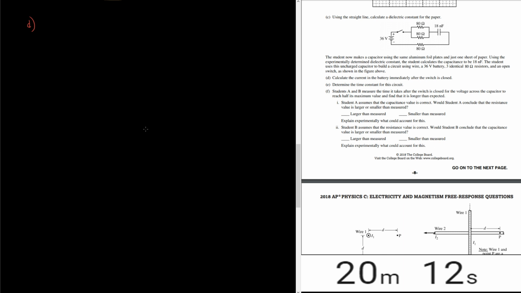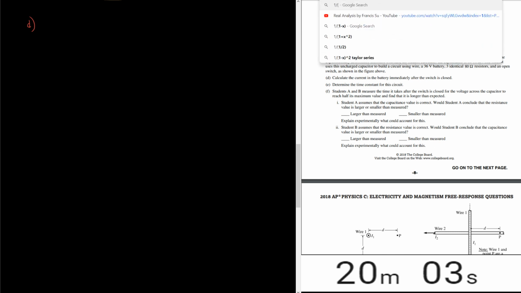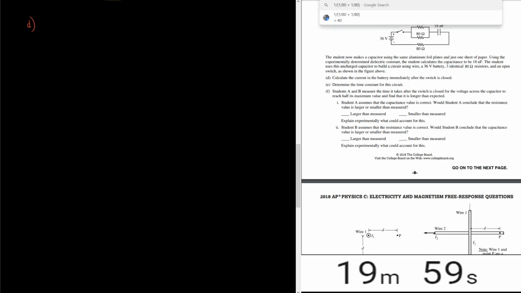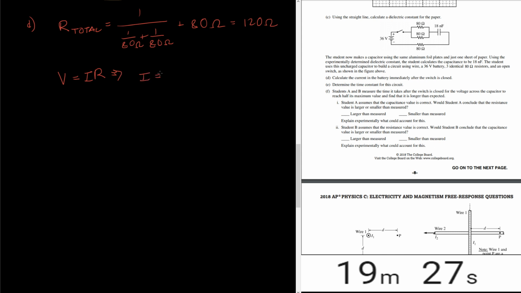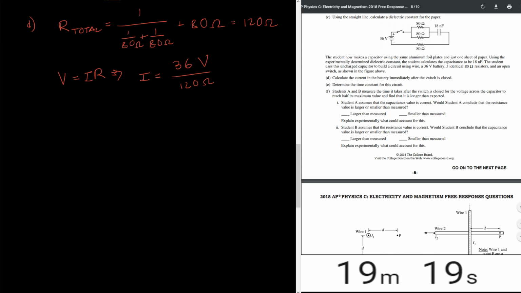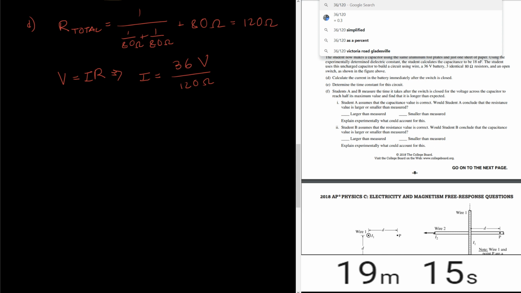So immediately after the switch is closed, the capacitor doesn't really affect stuff, so the parallel resistors become 1 over 80 plus 1 over 80, which is 40, plus another 80. So our total is going to be 1 over 80 plus 1 over 80. These are all ohms, plus 80 ohms. And that came out to 120 ohms. So, nice Ohm's law application tells us the current is going to simply be 36 volts over 120 ohms. What is 36 divided by 120? 0.3 amps.